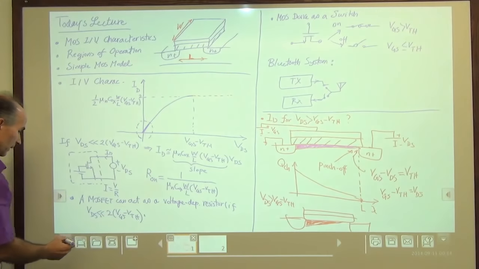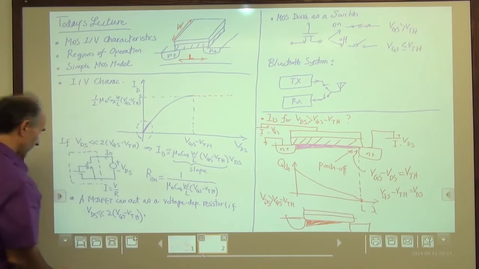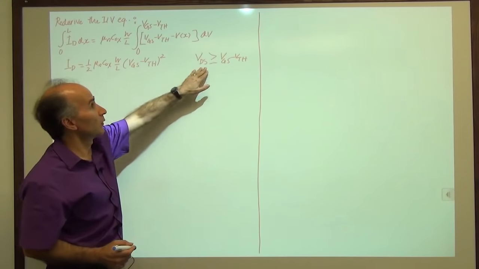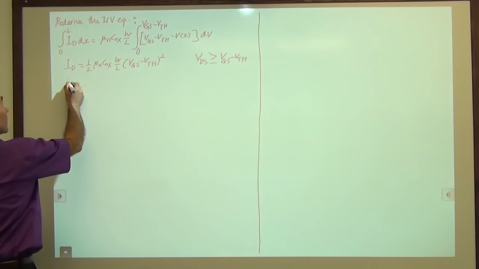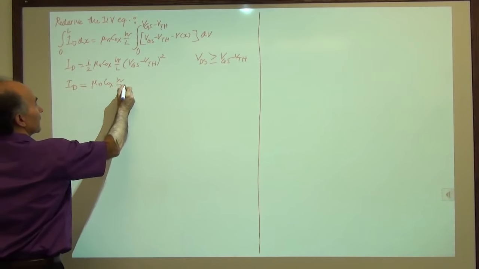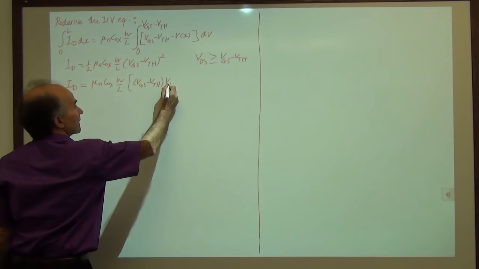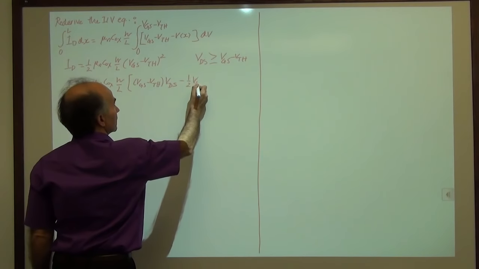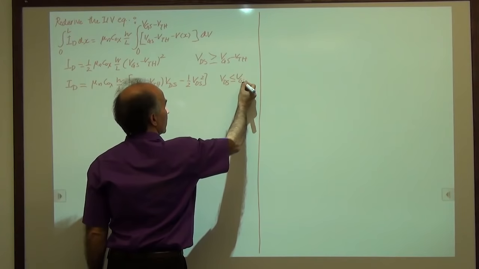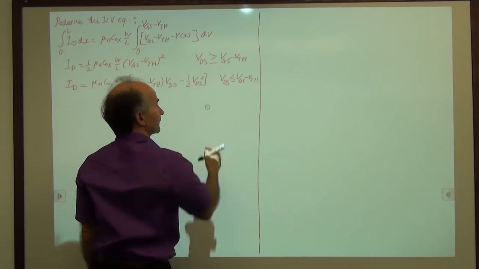All right, so let me go back and summarize all of these on a new page to make sure we have everything under control. This is the equation for beyond pinch-off. But this is the old equation, mu n C ox W over L times (VGS minus VTH) VDS minus 1/2 VDS squared. This is for the case of VDS less than or equal to VGS minus VTH. And these two are the same value when we have the equal sign here.